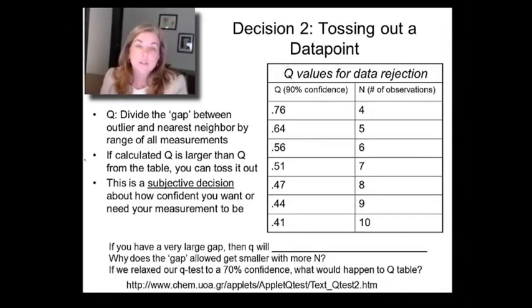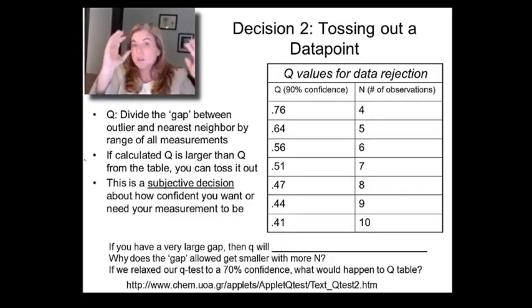And if you relaxed your Q test to be a 70% confidence that you are okay throwing it out, then actually all of these numbers would go down a little bit. So there would be a less stringent test than there is if you've got a 0.76. If you have a 0.76, you're basically saying the difference between my outlier and the rest of my data is pretty much 75% of the full range of the data. And that's a pretty stringent test.